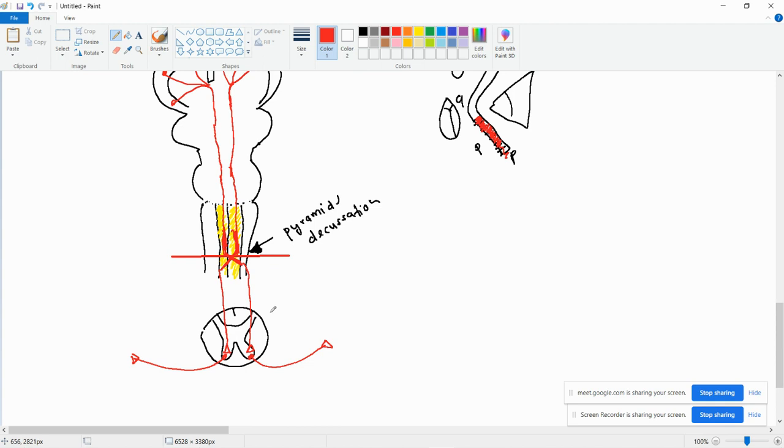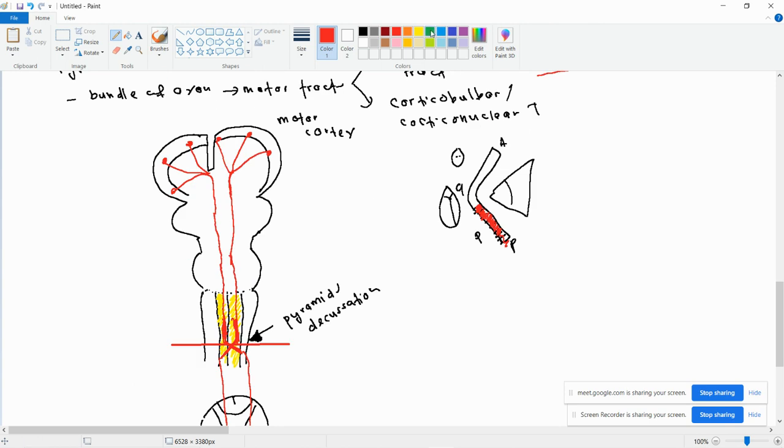Lateral corticospinal tract. How do we know this is the lateral corticospinal tract? Because this fiber basically decussates. Decussate means they cross each other at which part? Lower end of the medulla. That's number one, class.